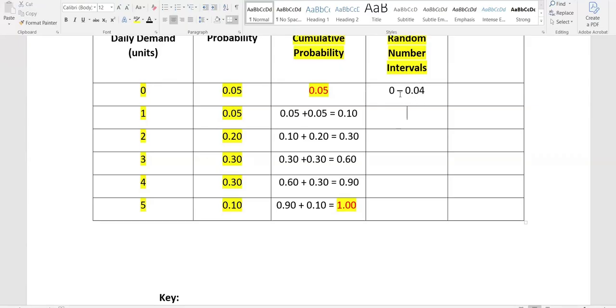Okay. So 0 to 0.04, then what? Dr. Dennis, I have a question. Is it that we always start at 0? Yeah, remember we said that we always start the random number intervals at 0. Always 0 to 1 digit less than the first cumulative probability figure, which is 0.05. One unit less than that would be 0.04. You get it?